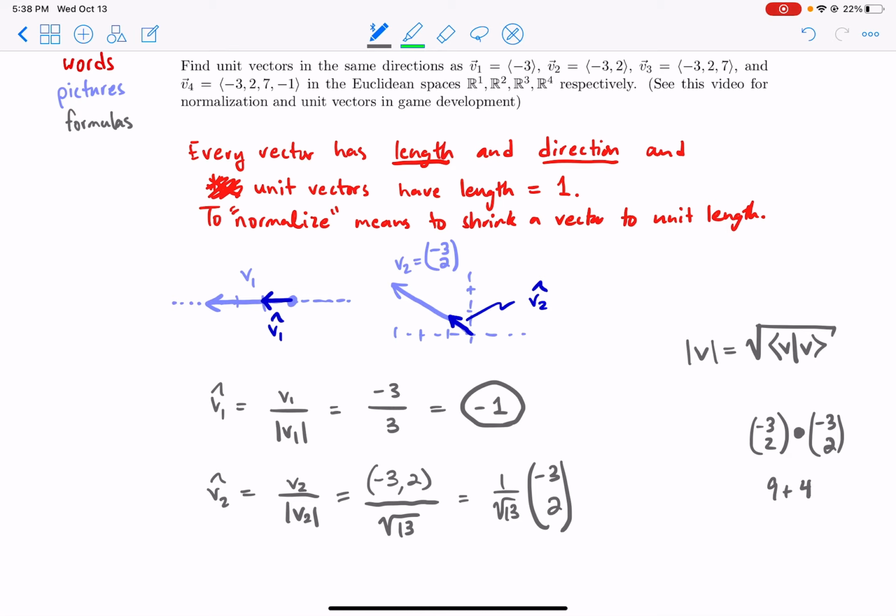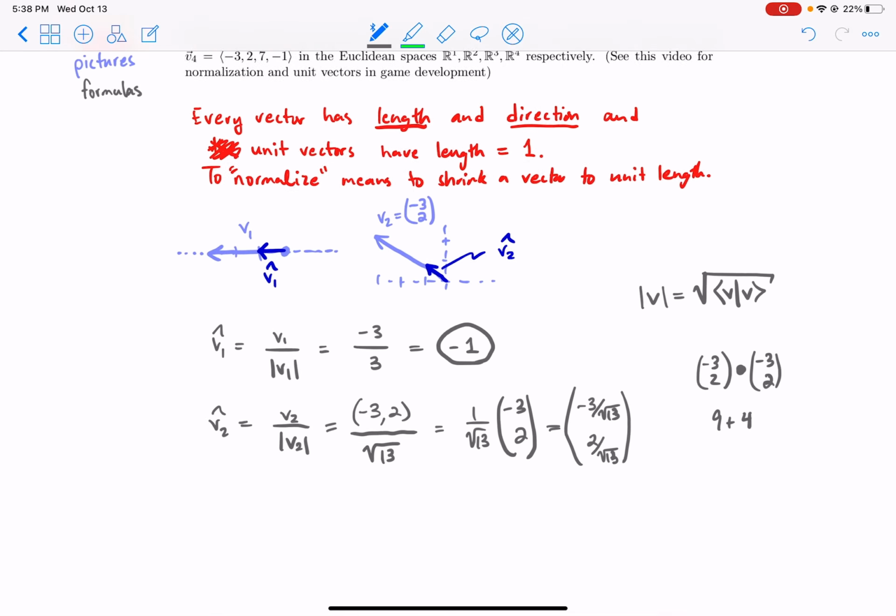And so, V2 hat is a unit vector. It's this vector. I like to keep the scalar outside because otherwise it's too hard to write something like this. There's too much going on inside the components of my vector. But either one is fine.